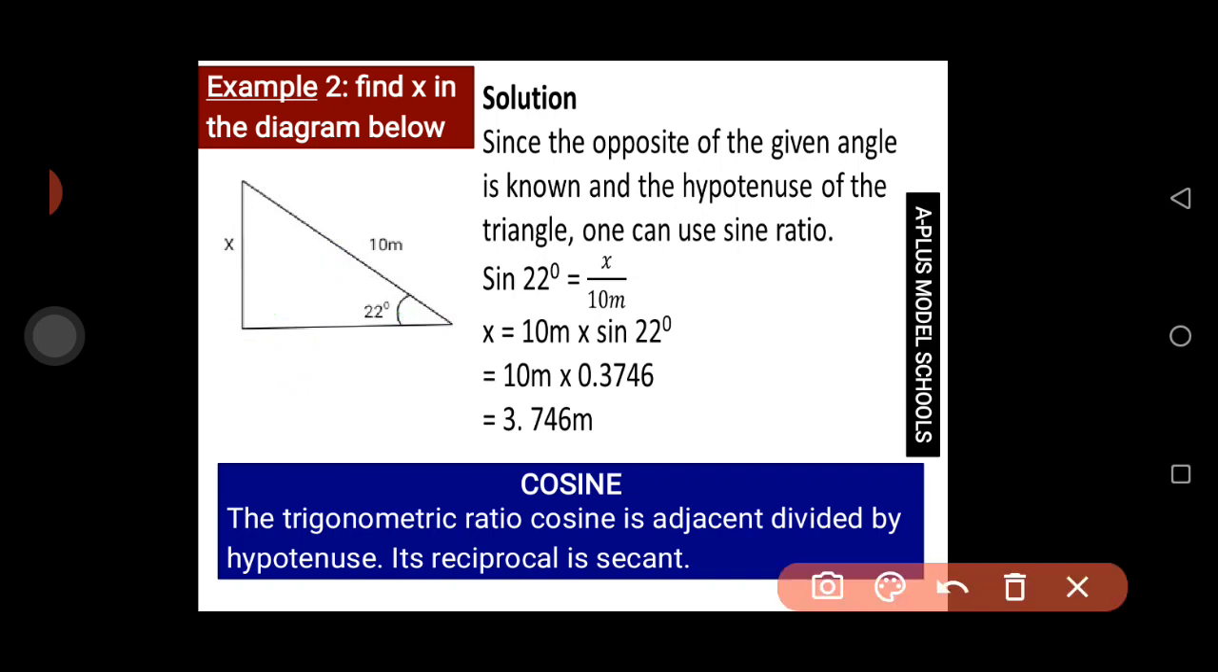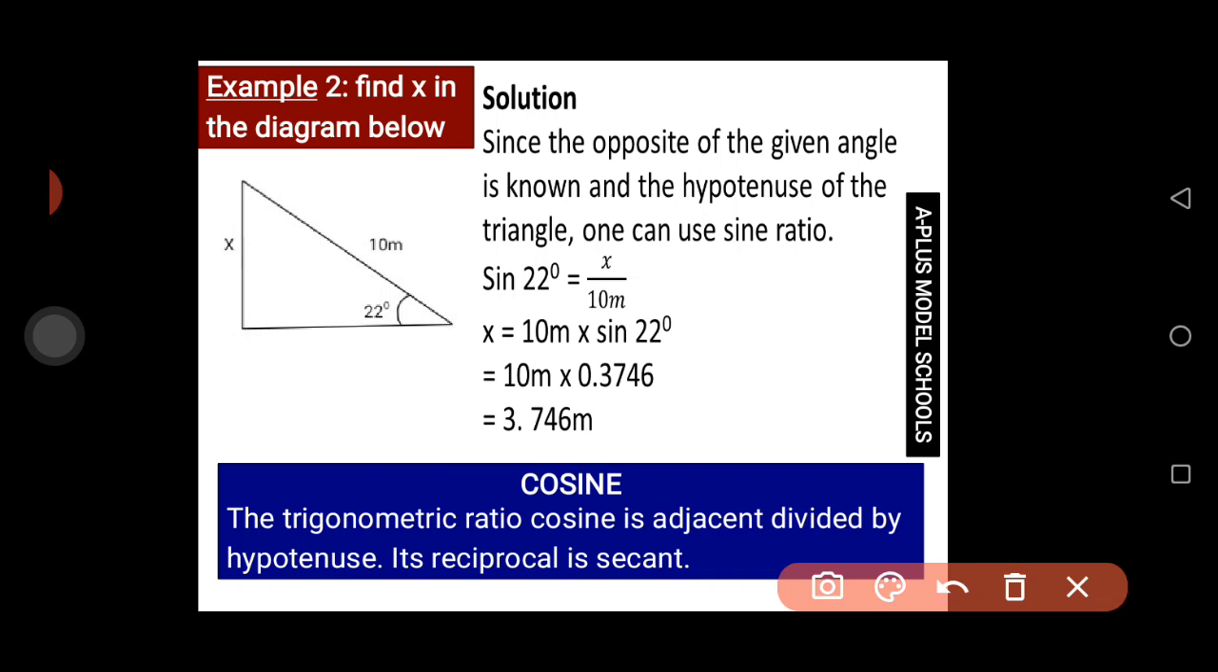Since the opposite of the given angle is known and the hypotenuse of the triangle is given, one can use sine. Why? Because what I'm looking for is the opposite and I'm given the hypotenuse. Now go and check your SOH CAH TOA. Which of these has opposite and hypotenuse? When you look at it very well, you notice that it is sine. And that's why we are taking sine 22 degrees, which is the given angle, is equal to opposite, which is x, over the hypotenuse, which is 10.